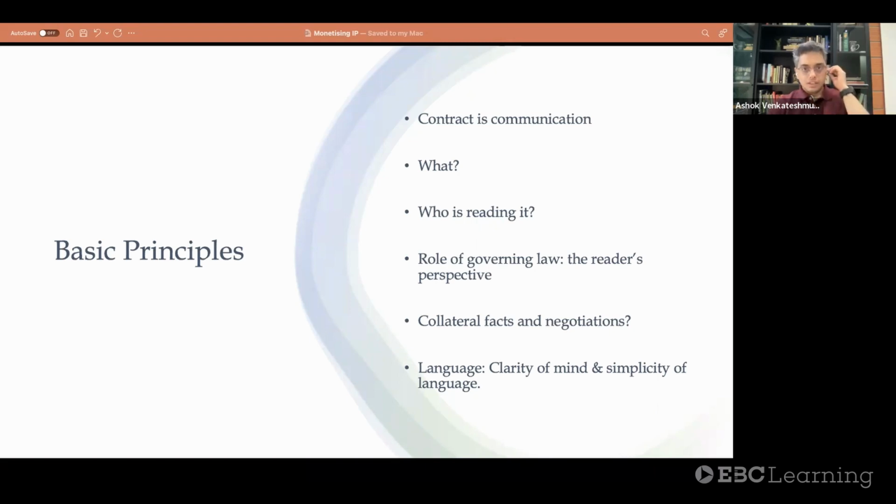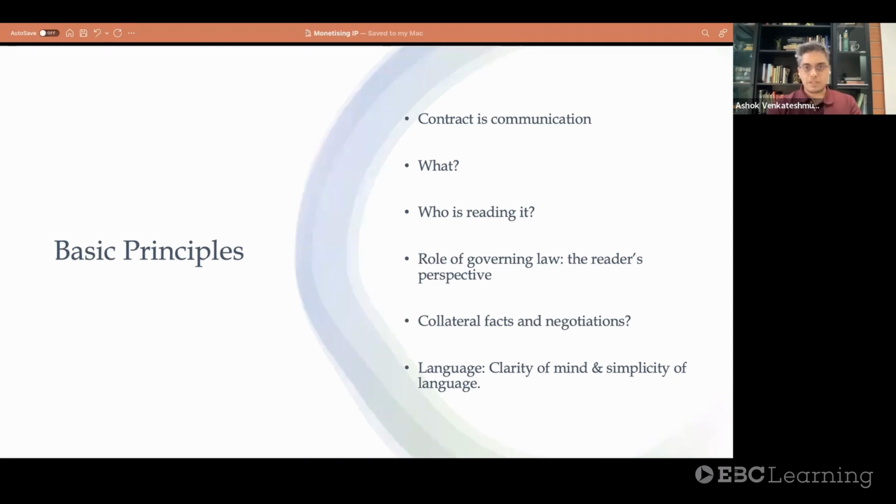Okay. Now, this can be very, very challenging. It's very easy to say that we have to keep in mind the third-party reader who we haven't even met or who we don't even know. And we have to think in terms of what she or he will gather from the words of the contract to then decide how our contract is actually worded today, right?